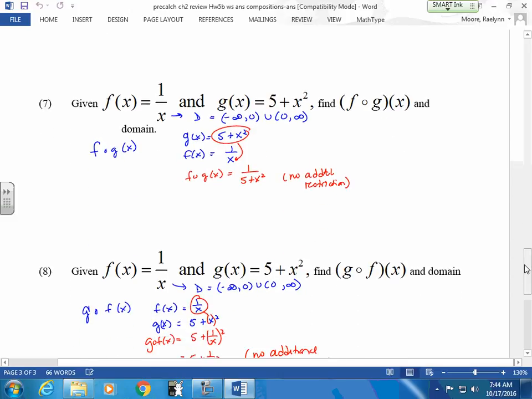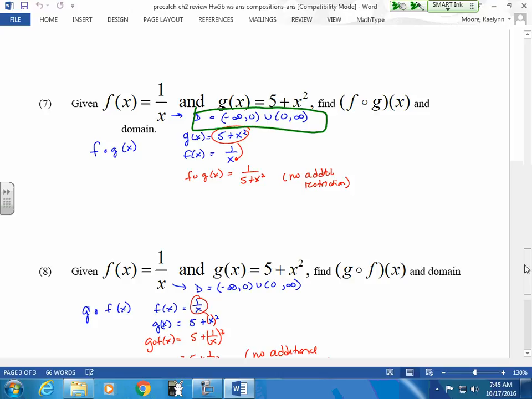Here we have a little domain restriction to start with. We have a domain restriction because your denominator cannot be 0. So this is your domain right now. This is our domain for whatever follows, and then we might have to revisit it.